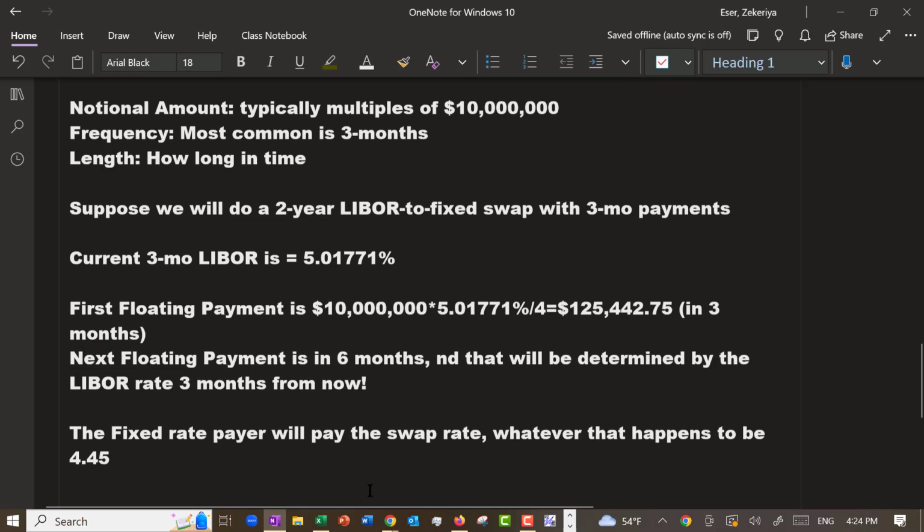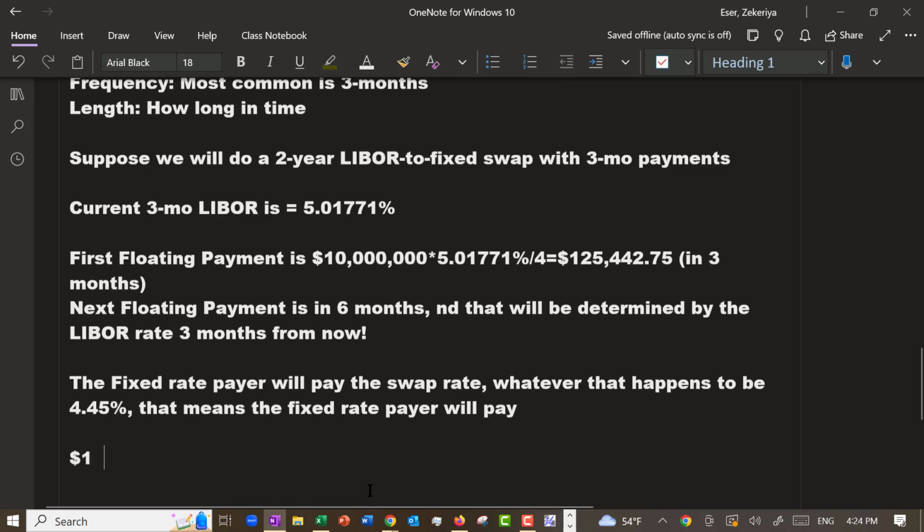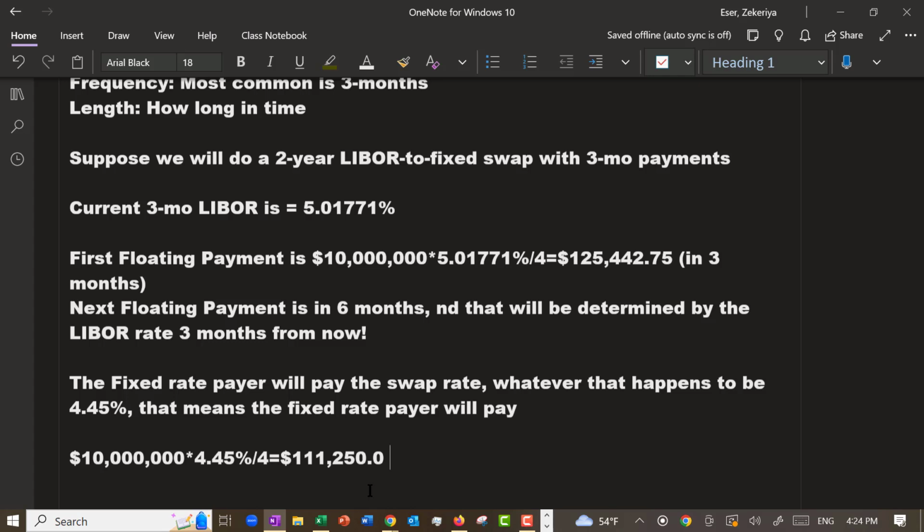That means the fixed rate payer will pay 10 million times 4.45%, 111,250 every 3 months until the end, okay? For the next 8 quarters. But we don't know what the payment is going to be for the floating.